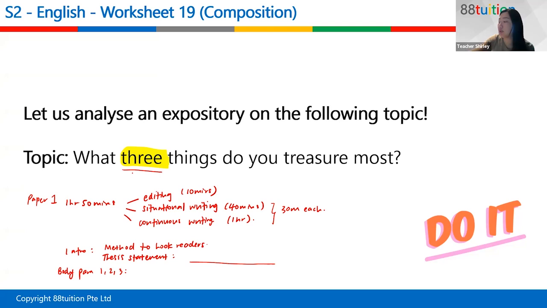Okay, I think it's just nice because 3 things you treasure. So maybe you want to write object number 1, what you treasure, number 2, what you treasure, number 3, what you treasure. So basically, body paragraph 1 will be about the first object, body paragraph 2 will be about the second object, and of course, body paragraph 3 will be about the third object.